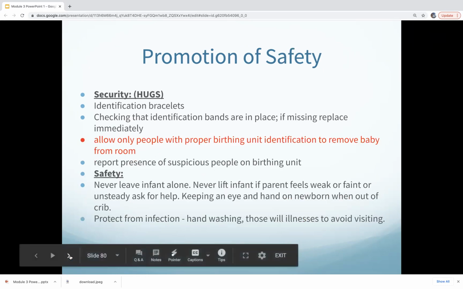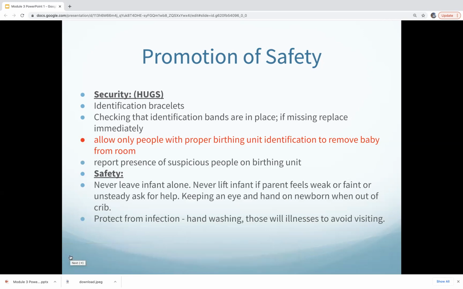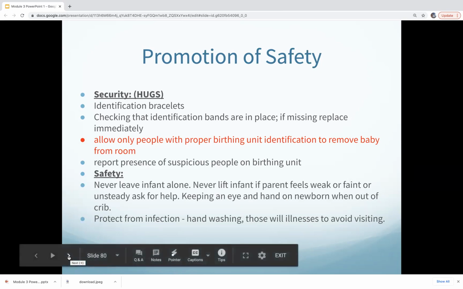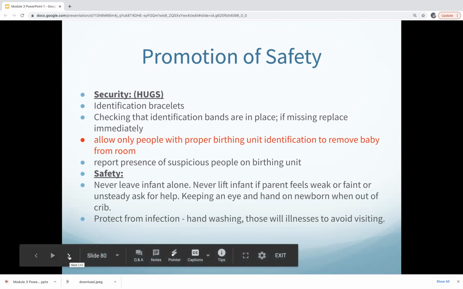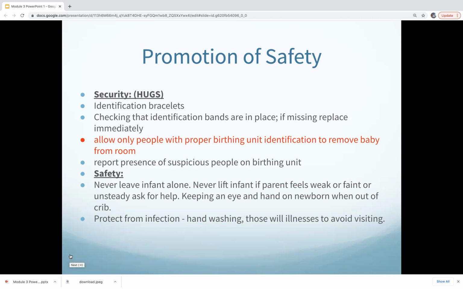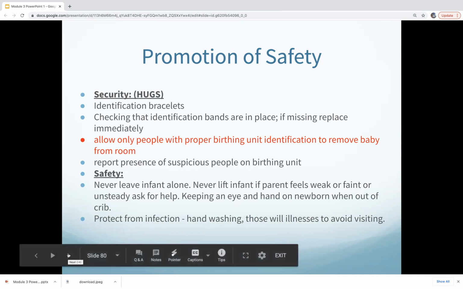Promotion of safety. A big one, and we talked about this in postpartum, so it's just a refresher here, is security. The baby has the hugs. Different places have different policies. Only allowing someone into the birthing unit that has identification. That's why it's so important when you do go to clinical that you have your identification on you. Never leave an infant alone. If mom looks especially tired, offer to take the baby back to the newborn nursery and let her rest. Prevent infection: hand washing, hand washing, hand washing. I don't think we can stress that enough.